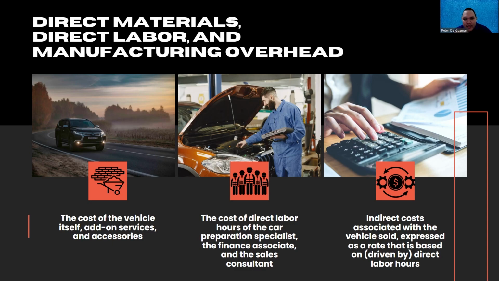Last but definitely not least, we have the manufacturing overhead. These are the indirect costs associated with the transaction or the sale of a vehicle. It is expressed as a rate that is based on or driven by direct labor hours. As has already been discussed in class, by the book, and by certain guide videos, this manufacturing overhead rate indicated here is merely an approximation, as we would not truly know the exact figures until the end of the period, which is typically a financial year, which is typically 12 months.